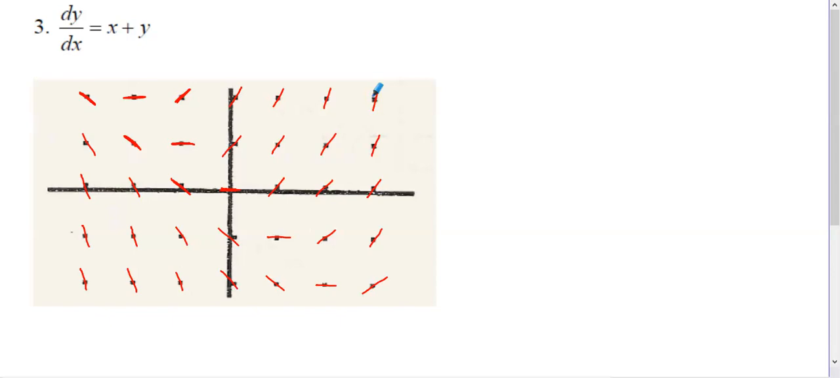If you're more comfortable building the table, as long as it's not like a timed scenario, then go for it. But if you're trying to do this as quickly and as efficiently as possible, you can keep track of this in your head. It's usually not that difficult to do. So at 3, 2, 3 plus 2 gives me a slope of 5. So there's a slope of 5. I'm going to do the same thing I did before.